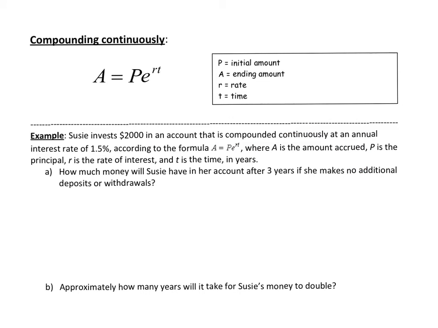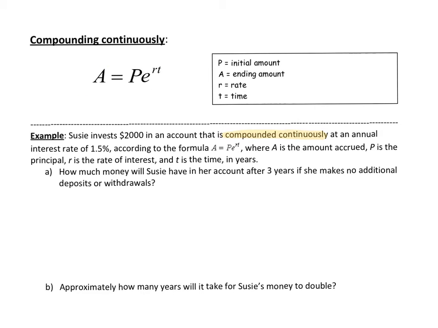So here we have an example. We're talking about Susie investing $2,000 in an account that is compounded continuously. So compounding continuously is actually the best type of compounding. It's better than daily. If you're getting daily compound, that means you're getting interest every day, so 365 days a year. Continuously is a little bit more than daily. I can't exactly explain if it's every minute, but it's more than 365 days a year. So there's a different formula for that. Whenever we see compound continuously, we want to use this formula.